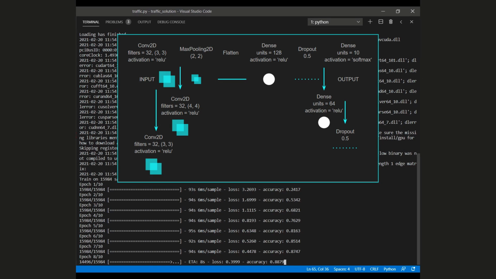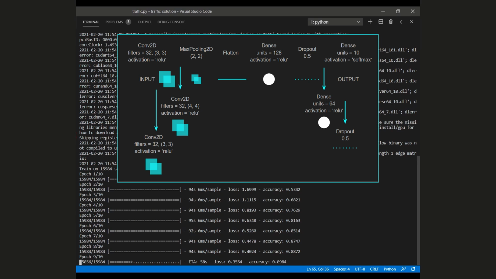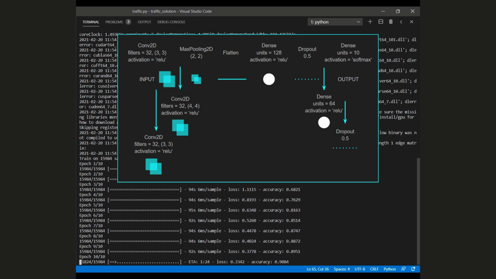And then the final structure was the one that has been compiling all the time in background, starting with 3 convolutional layers, all of them with 32 filters, and the first 2 of them with a kernel 3 by 3, the last one with a kernel 4 by 4. Then one max pool of size 2 by 2, followed by flatten and 2 hidden layers with 128 and 64 units. Lastly, a dropout of 0.5 and the output layer.